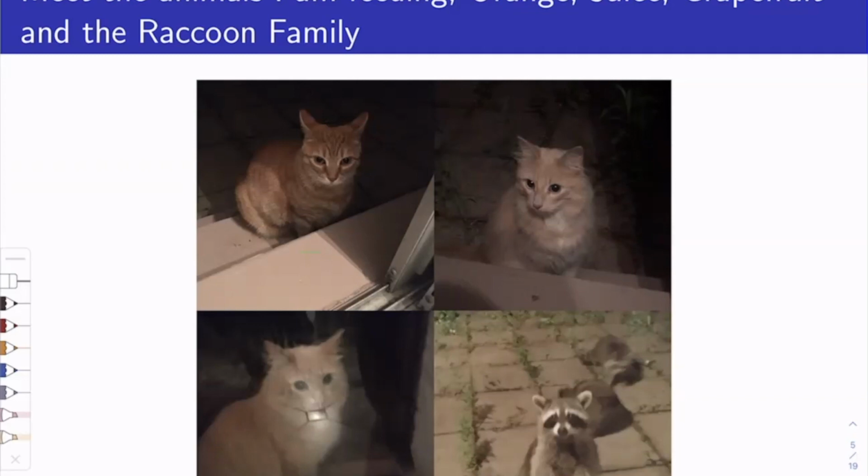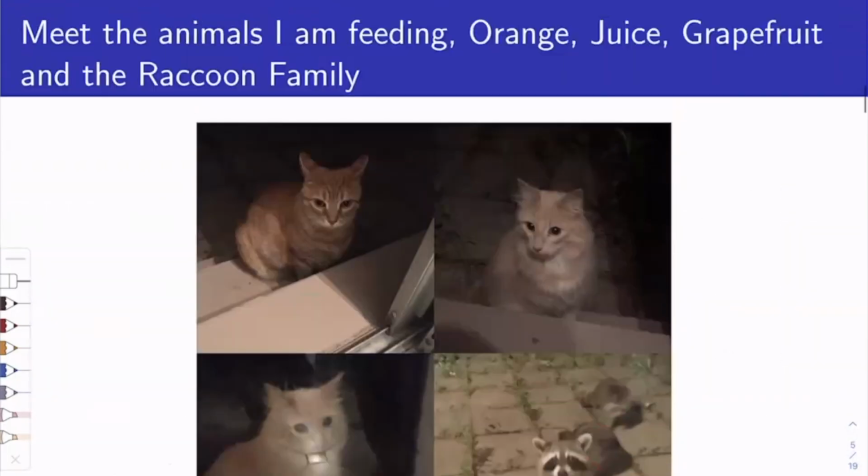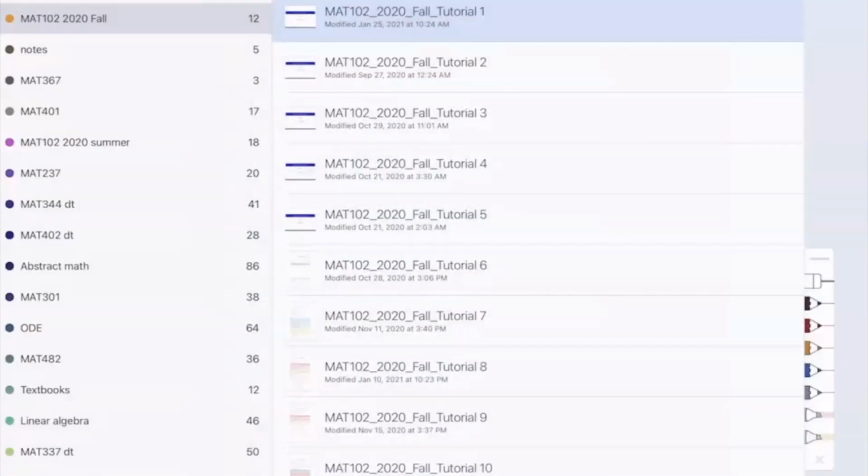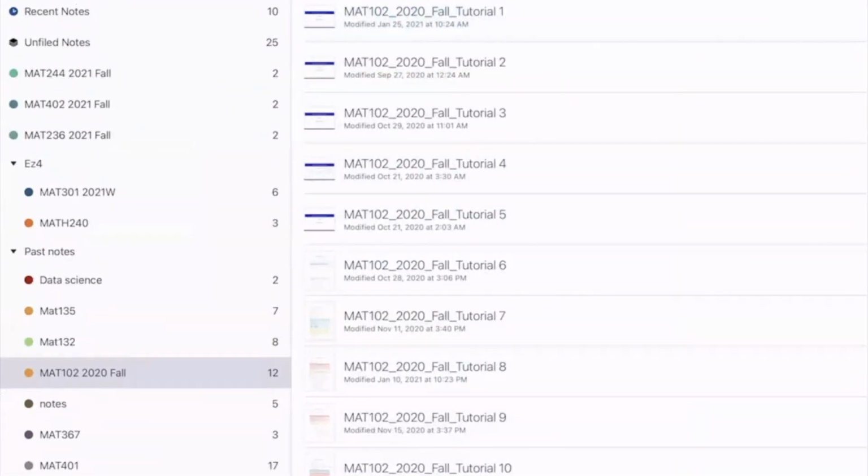And then I remember a few nights the raccoon family. You can see 3 here, but there were 6, so another 3 somewhere there. Anyway, they all came to my house, and I gave them cat food. Yeah, that's about me, a proper introduction. Okay, go back to your course.